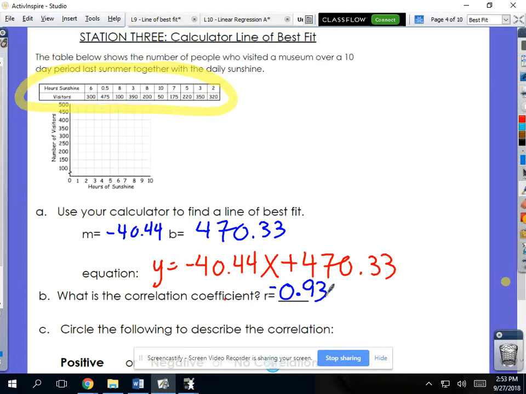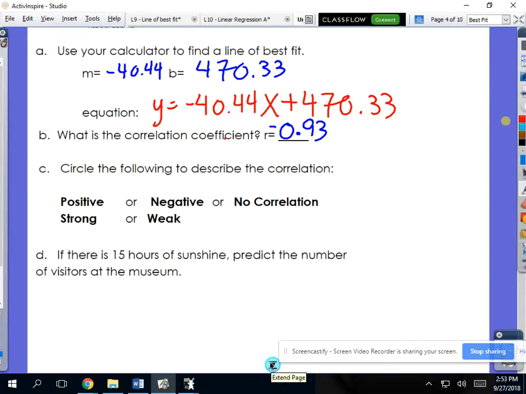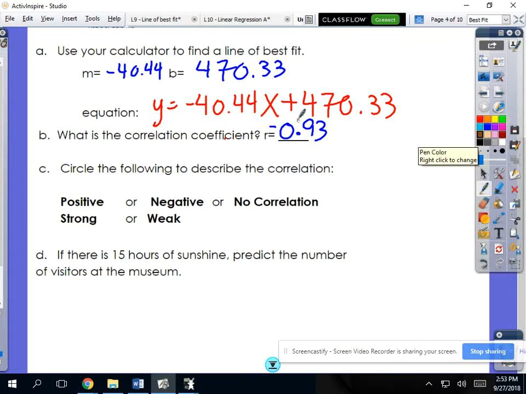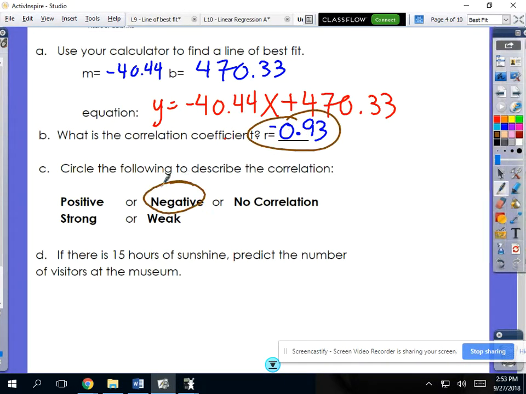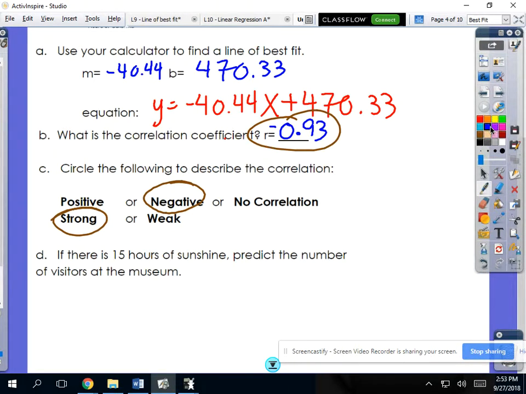What that means, if we think about it: since our correlation coefficient is negative, it's obviously a negative correlation. Now, negative 0.93 is very close to negative 1, which makes it a very strong correlation as well. So now, last but not least, is where we're going to make a prediction. This is all about predicting.